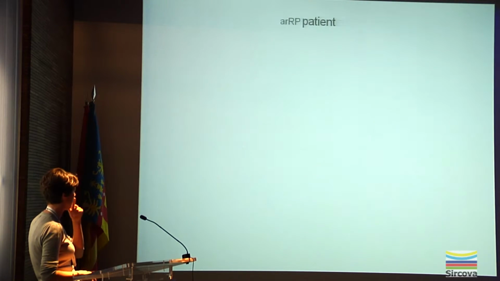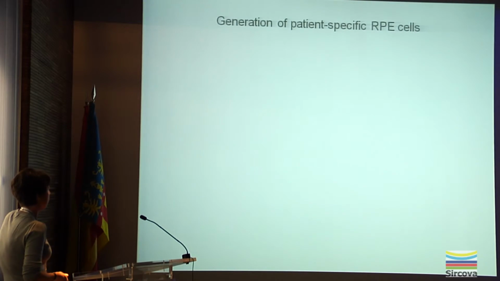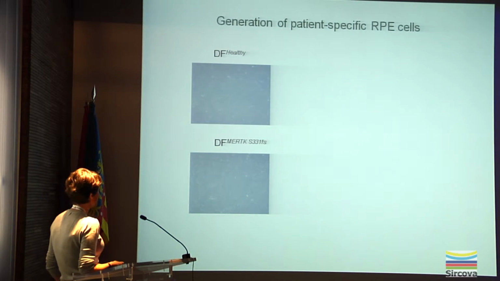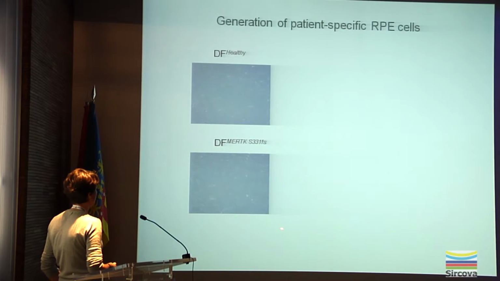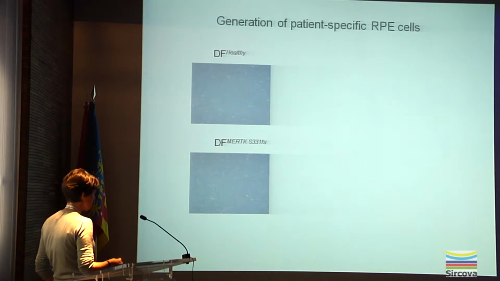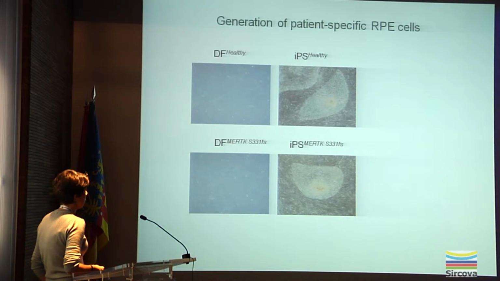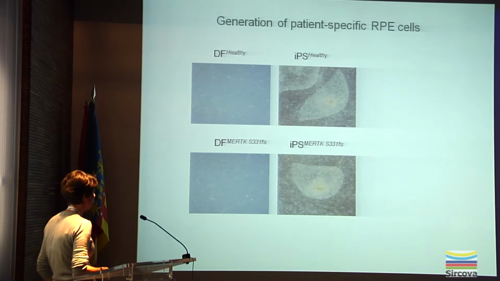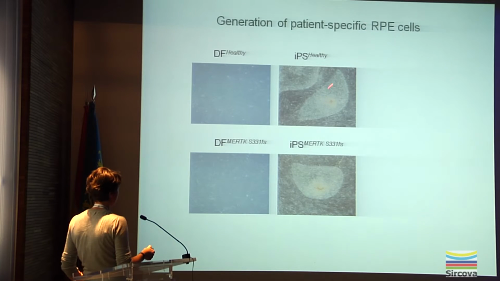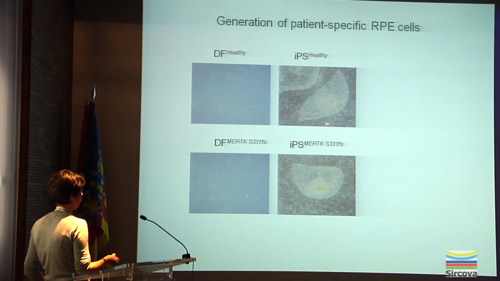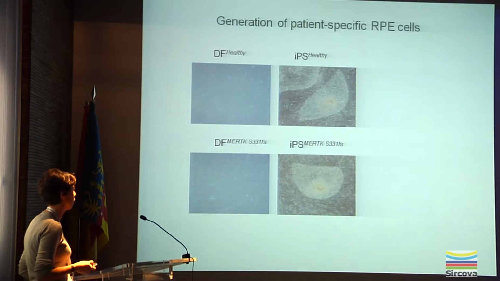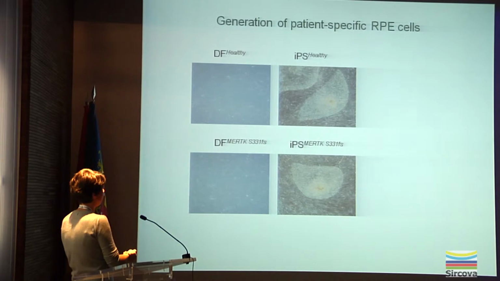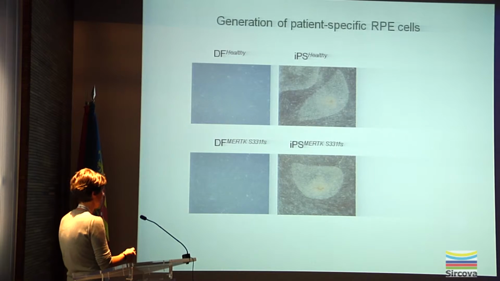So we took biopsies, as I said, and we generated patient-specific RPE cells in this way. We first cultured the primary cultures of patients' fibroblasts. At this level, there are no morphological differences between the fibroblasts. Then we generated iPS cells from the healthy individual and from a patient bearing the MERTK mutation. This is a typical iPS colony. These cells grow as colonies, and around them you can see feeder cells, because these cells are cultured in vitro on feeder cells. At this level, also, there are no morphological differences between the healthy and affected iPS cells.